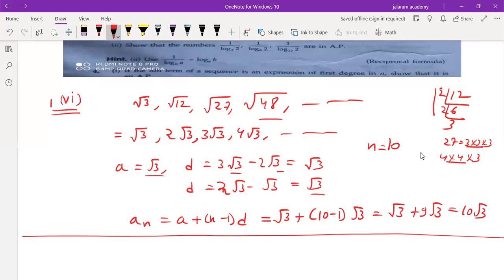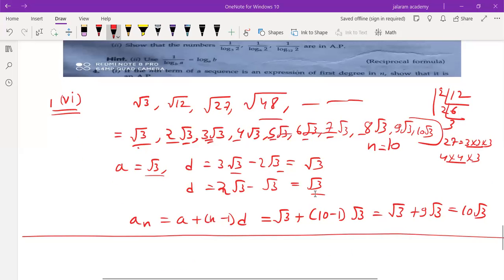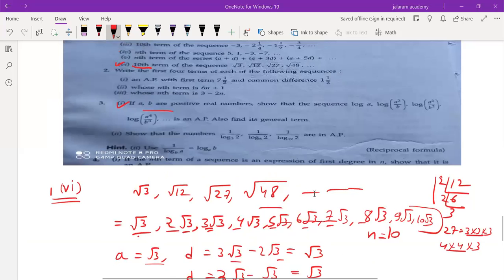Very easy. You can find it if you continue to write 5 root 3, 6 root 3, 7 root 3, 8 root 3, count 1, 2, 3, 4, 5, 6, 7, 8, 9. Finally, 10 root 3 is the 10th term. First term is 1 root 3, second term is 2 root 3, third term is 3 root 3, 10th term is 10 root 3. We can directly write. So these are the tricks which we must use in solving the objective questions. I will give you the sheet of objective questions also after some time. After the complete discussion of the chapter, we will discuss the objective sheet also.